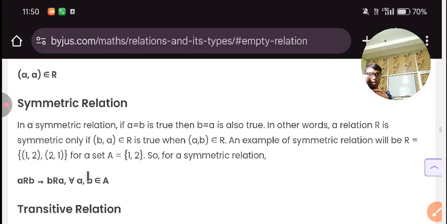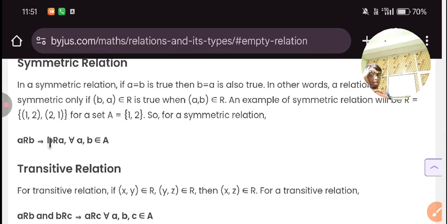Symmetric relation. In a symmetric relation, if a is related to b, then b is related to a is also true. In other words, a relation R is symmetric only if (b, a) belongs to R is true when (a, b) belongs to R. An example of a symmetric relation will be R equals {(1, 2), (2, 1)} for a set A. So for a symmetric relation, this.